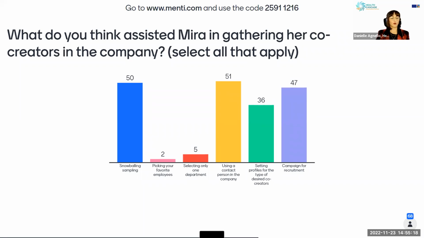So already some quick responses. Happy to see people are in this mindset, in this lens of this project, responding quickly. We've got about 70 responses, so I'll give a few more minutes. So our lowest one so far is picking your favorite employee. So I think you're catching on to our wording there. We also have selecting only one department is a low hitter, but our top ones are really coming in with snowballing sampling, that word of mouth type process. Using a contact person, campaigning for recruitment. So I think our responses are coming to a slow.